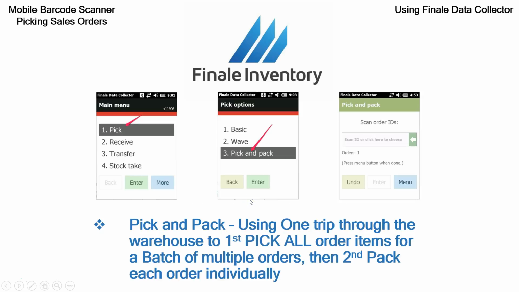To take advantage of this batch picking option, you're going to see here some example screens from our mobile barcode scanner. On the left, you'll start from the main menu and choose Pick. Now you're going to skip the 1 and 2 options, which is Basic and Wave. Wave is the other batch picking option, but we're going to concentrate on number 3, Pick and Pack. Once you go to the Pick and Pack, it's going to lead you to the final entry screen into the Pick and Pack process.